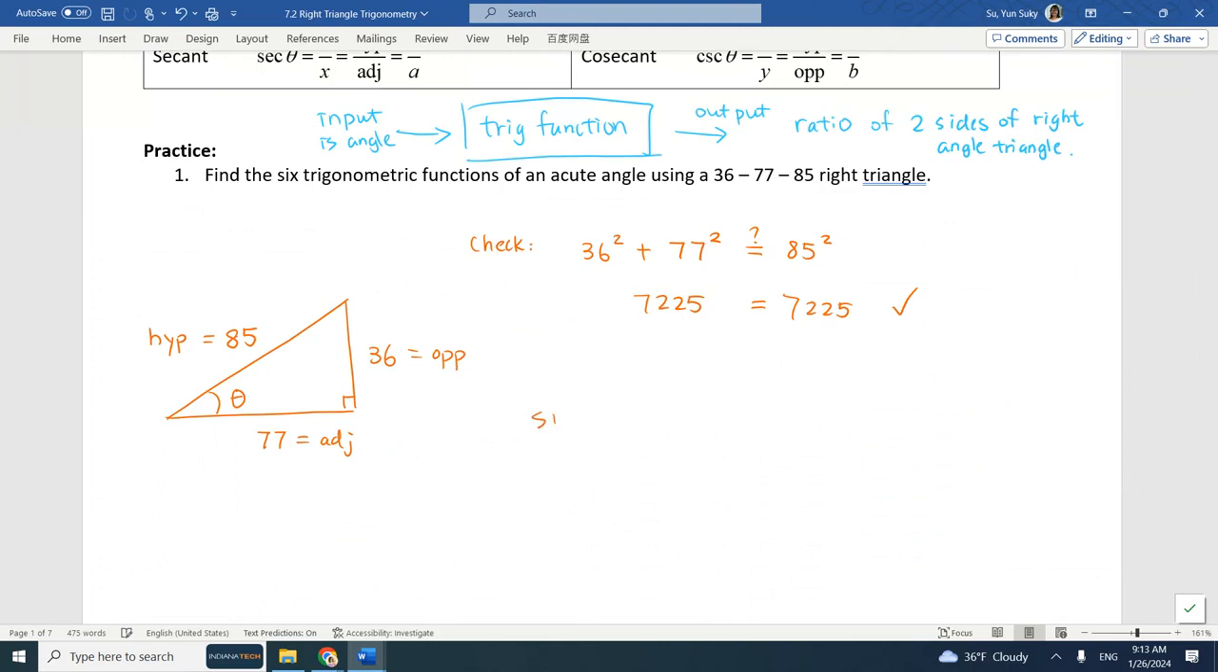Okay, now sine theta is what? Opposite over hypotenuse. Can I just put OH, to save some time? What is O? 36. What is H? 85. Okay, now everybody do the rest. You don't need to plug in your calculator. Just leave it as a ratio like that. So find all the six trig functions.